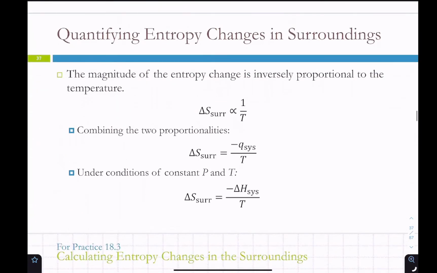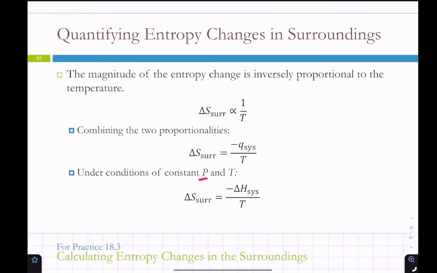Now, temperature is also a factor here. Right? We know that as things get hotter, that amount of heat released by the system matters less and less. So the change in entropy of the surroundings is inversely proportional to the temperature. So as it gets hotter, we're dividing that negative Q system by a larger T. And so the change in entropy of the surroundings is less.